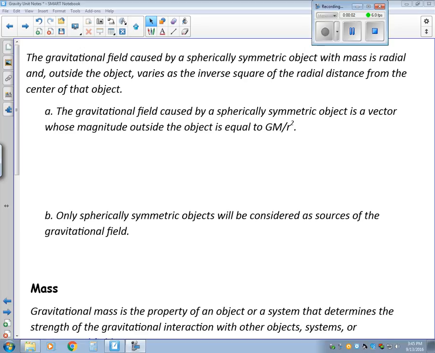This is video 2 for gravity. In the previous one, we derived an expression for how to calculate a gravitational field: capital G, mass of the planet, divided by the radius of the planet squared.